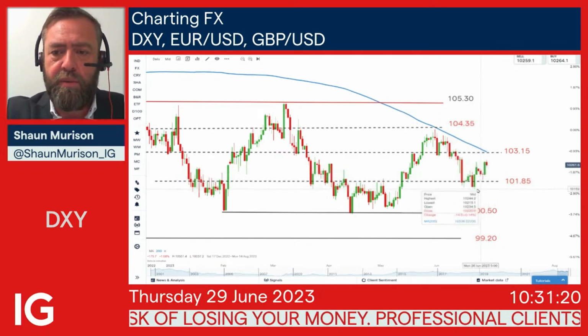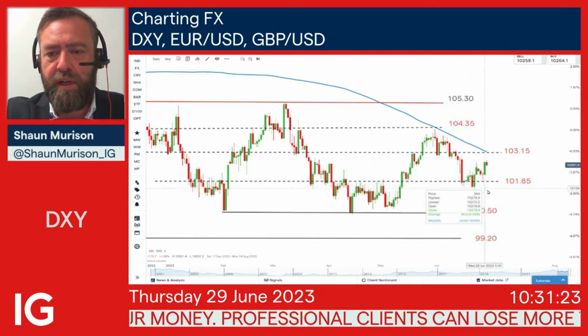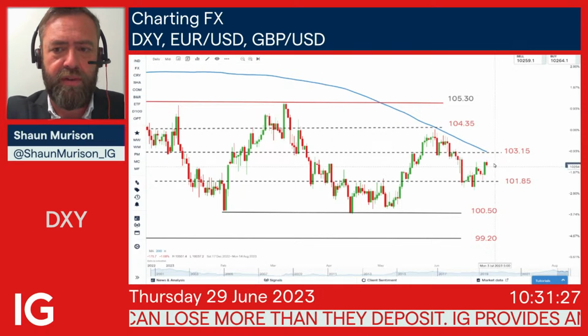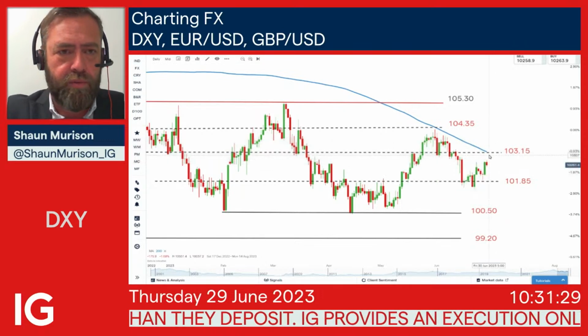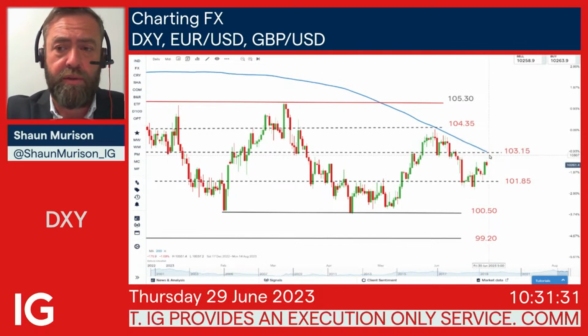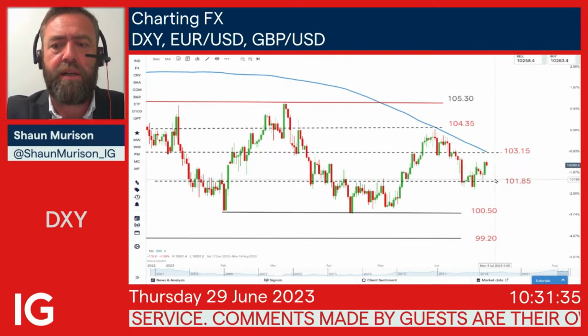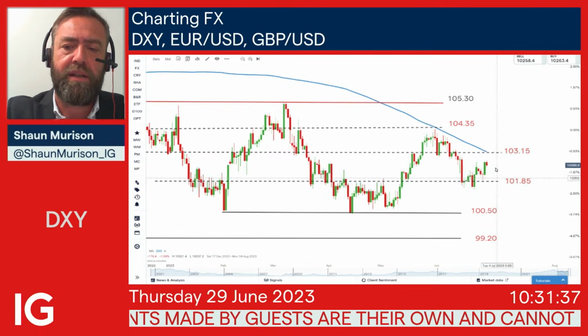At the moment, what we see is we've had a bit of a rebound after a false break of that 101.85 level. We're moving towards that 103.15, and we're looking for a bearish reversal for short entry before this 103.15 level, in which case we start targeting a move back down towards 101.85.